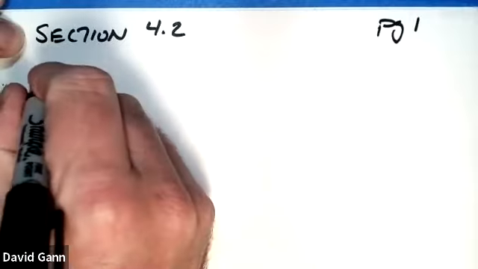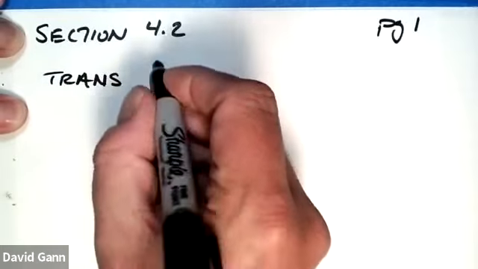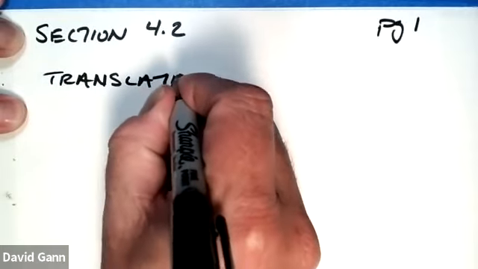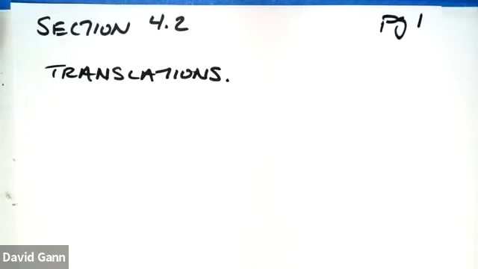Okay, so I want to preface this by saying that what we are talking about exclusively in section 4.2 is translations. Now we're going to introduce both a horizontal and vertical translation, and then we're going to come back and look at putting all of that together, so taking an equation with all four of those parameters in place and how to bring that together.